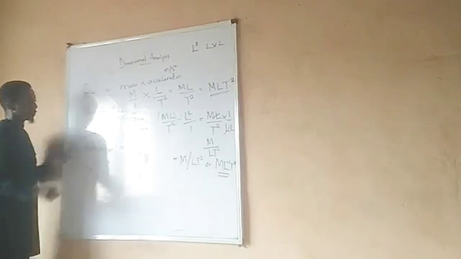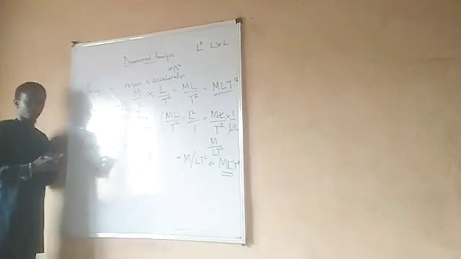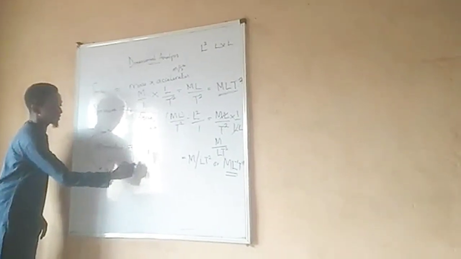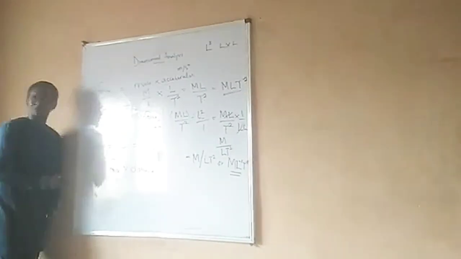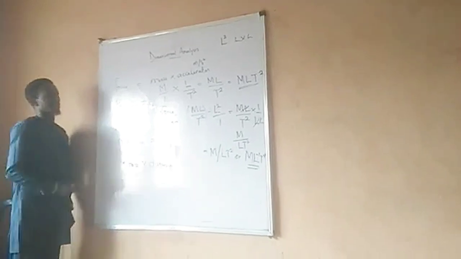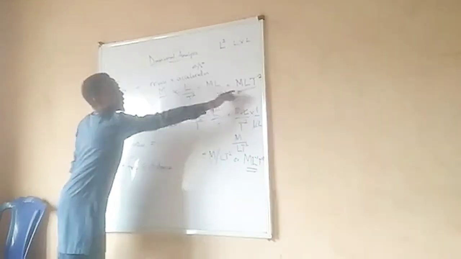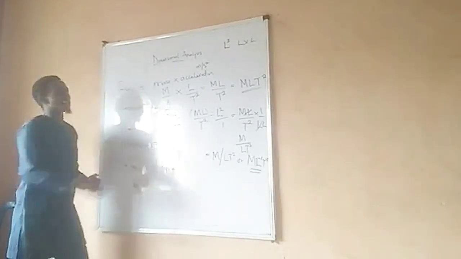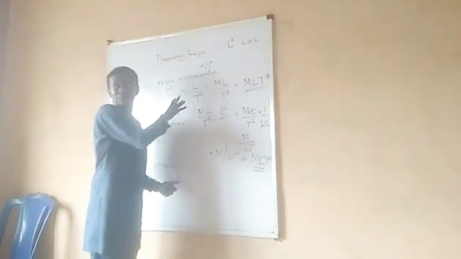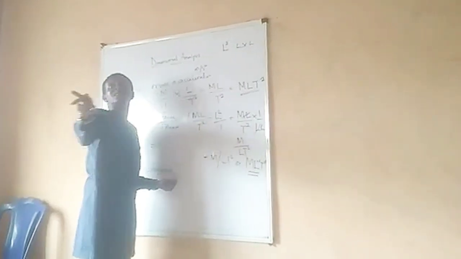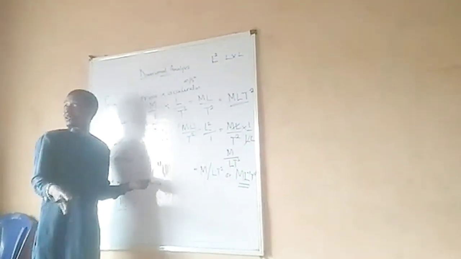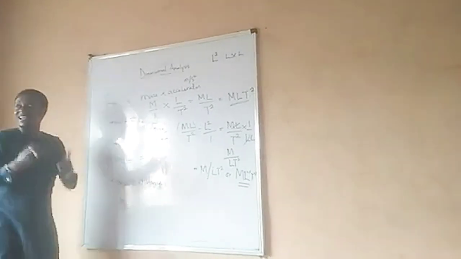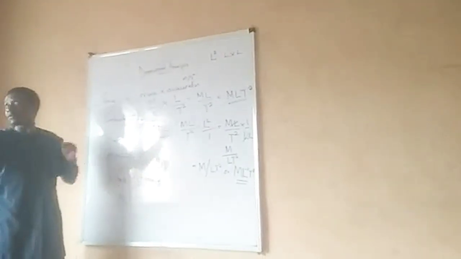Work. You need to know the formula for work before you can make it out. Work is force times distance. We already broke force down to what? ML over T squared. Take cognizance that everything we are breaking down so far are derived quantities, and we are breaking them down till they give us a combination of fundamental quantities. That is why they are called derived quantities. They are extracted from the combination of fundamental quantities.